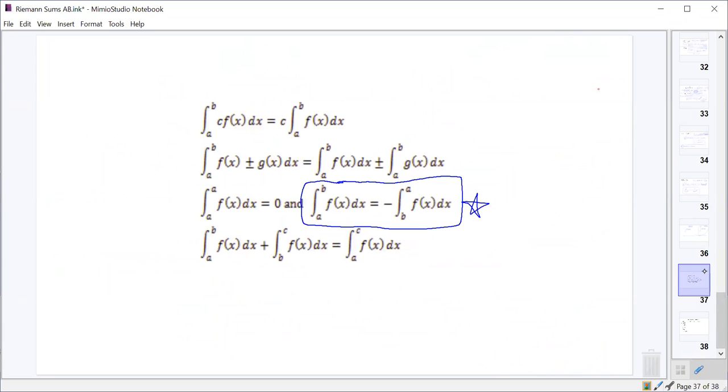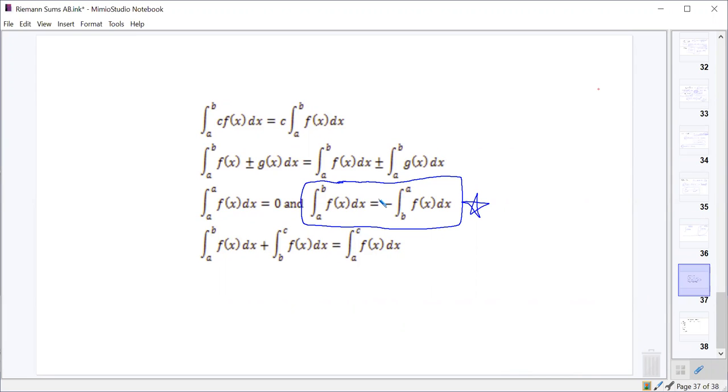So let's take a look at these rules that we started talking about a minute ago. The first one was that we could flip the limits of the integral and put a negative out in front of it. We can still do that. We can always do that. It never changes.